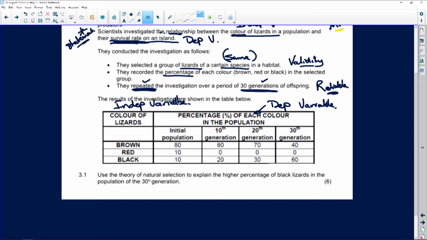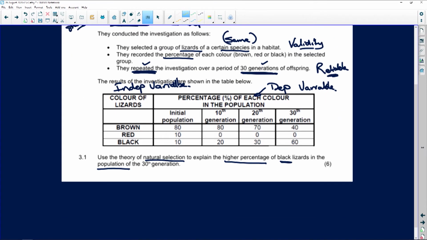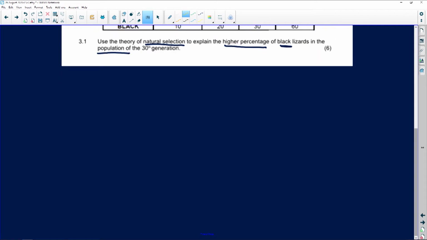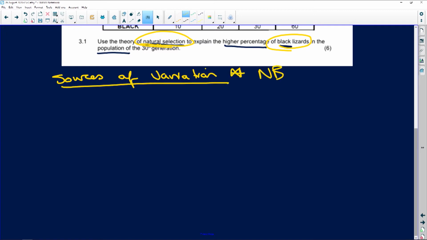Okay, so it says use the theory of natural selection to explain the higher percentage of black lizards in a population over 30 generations. All right, now, let's first look at what a population is. Because we're looking at natural selection, guys, and why the black lizards were the ones that survived. Okay, so the first thing I want you to look at is your sources of variation. Okay, this is NB.